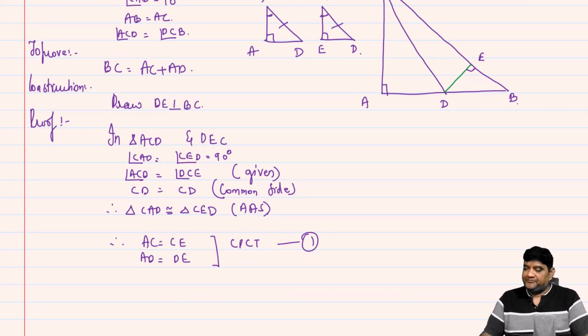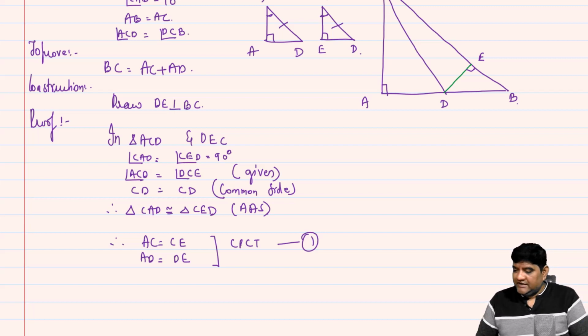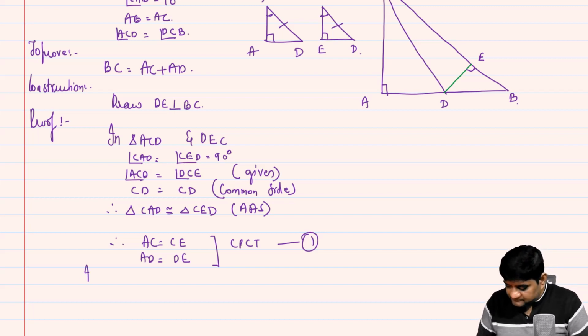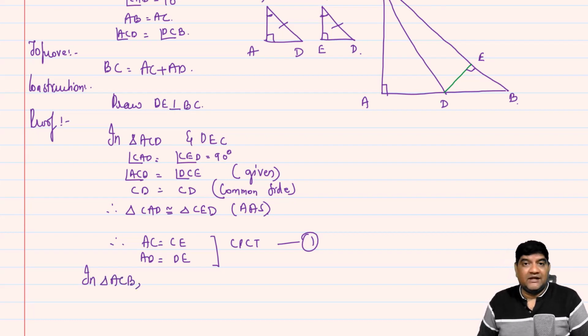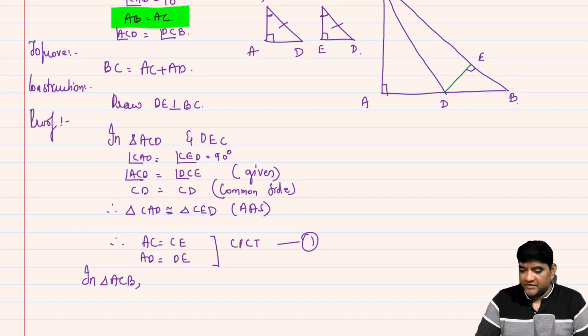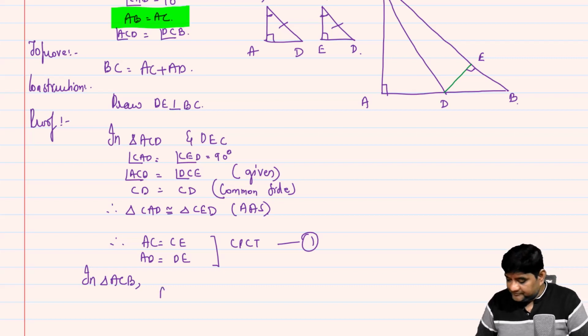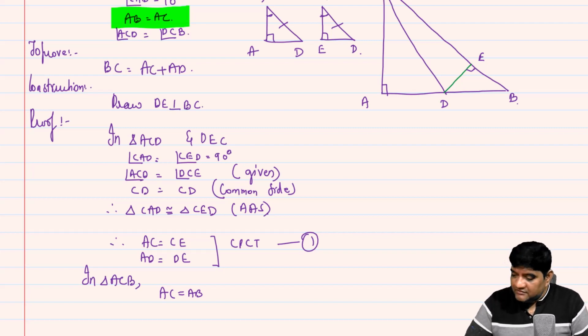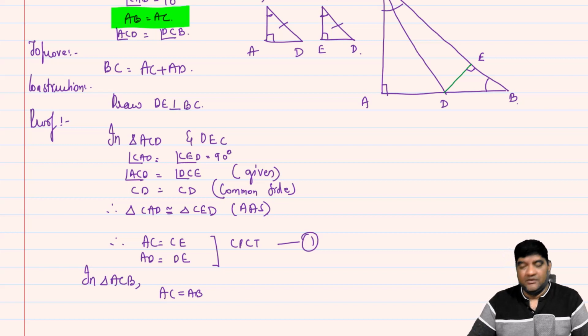Let's now look at the complete triangle ACB. I've been told that AC is equal to AB. That's given information for me. What would that mean? It would mean the base angles are equal, which is this and that angle. They both are going to be equal.